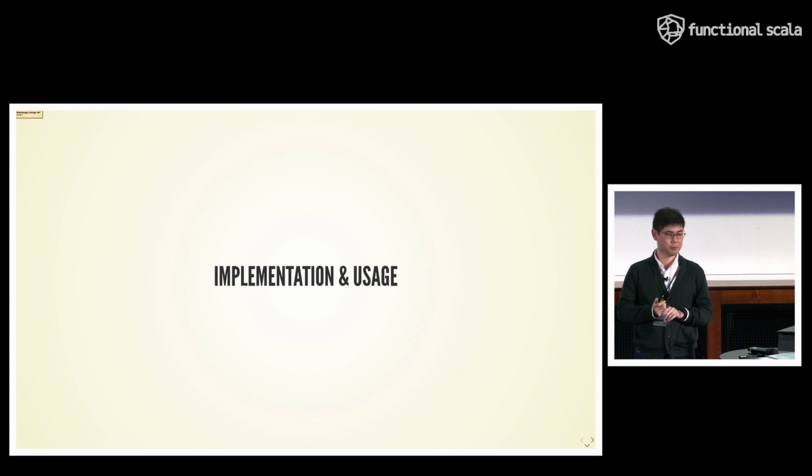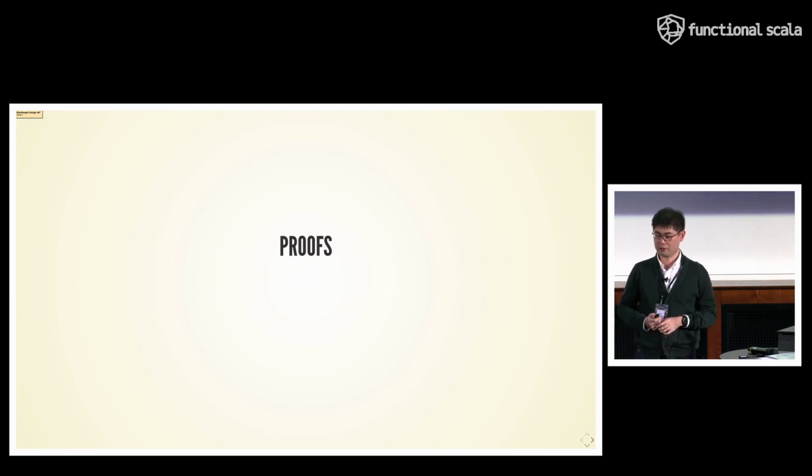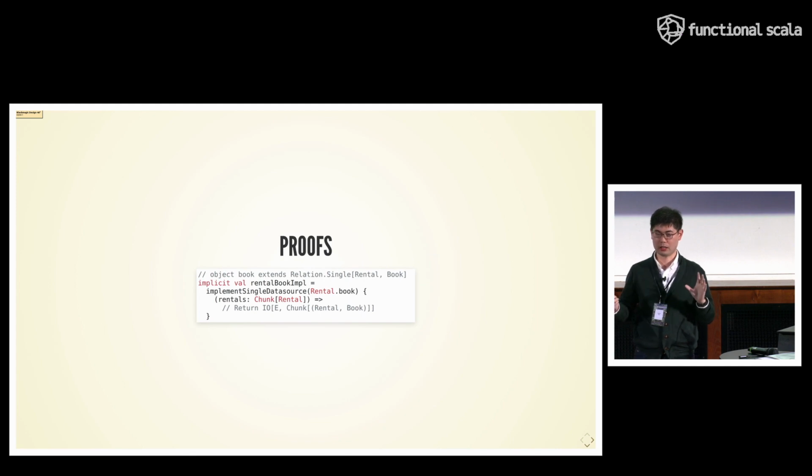Now, the program still doesn't know how to actually go fetch the data from the data source. So let me show you how that is done. For each relation to actually work, by work I mean be reified, so the reify call to compile, you would have to provide an implicit proof for every relation. So you would have a rental implicit val, rental book impl, and then just call this special method, implement single data source, put in your relation there, and then you would implement it by implementing a function that takes many values of rentals, so a chunk of rental, then returns an IO of some chunk of pair of rent.